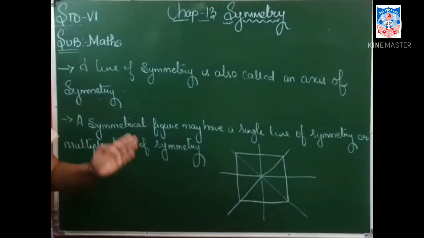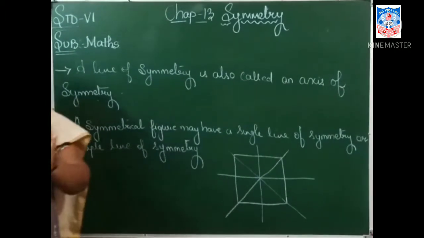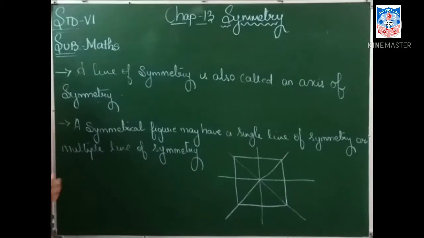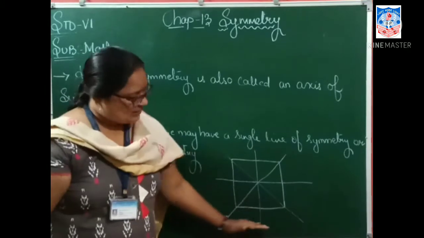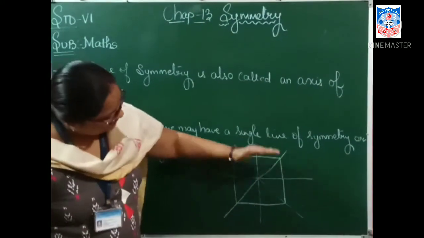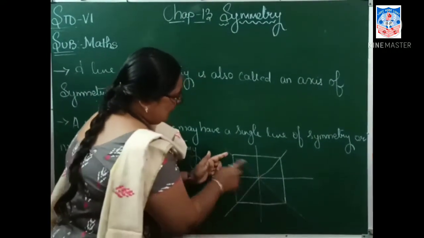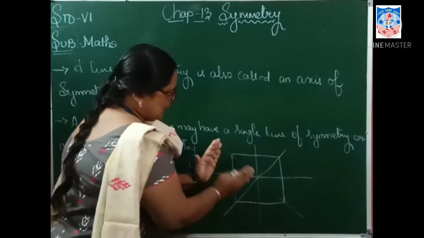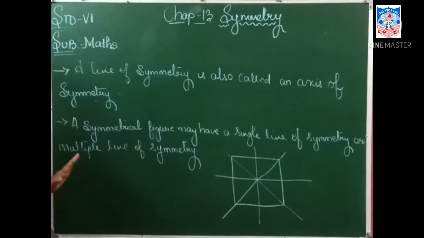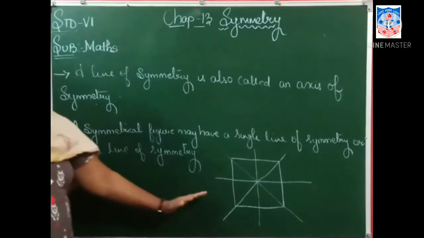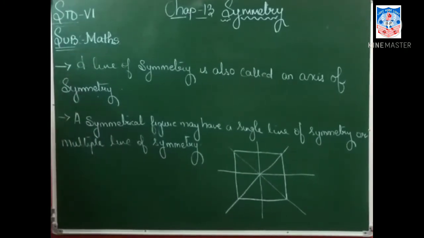Now for example, with a paper, when we fold equally, when one part overlaps the other part equally, it is called symmetry. If this is a square paper, I can overlap like this way also, like this way also. This corner will meet here, this way also and this way also. This is called line of symmetry. Some figures have a single line of symmetry and some have multiple lines of symmetry. Understood?